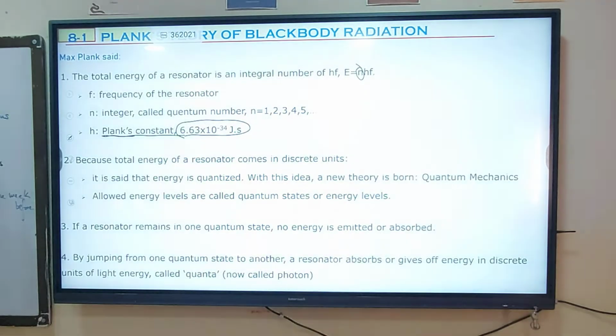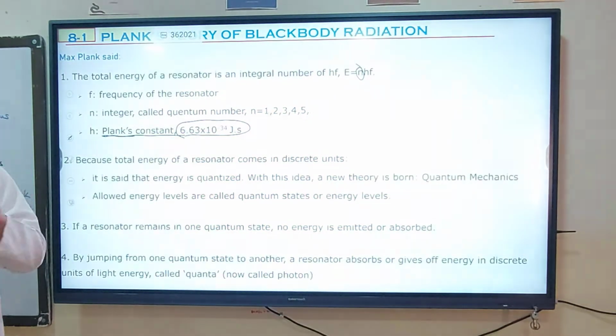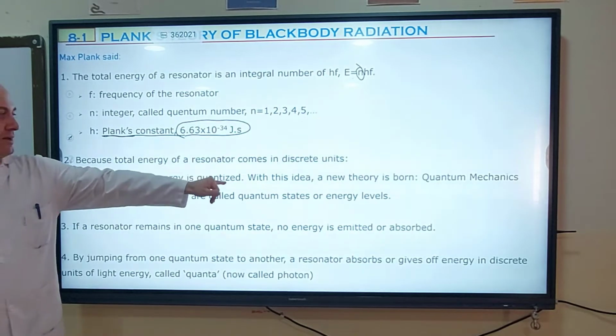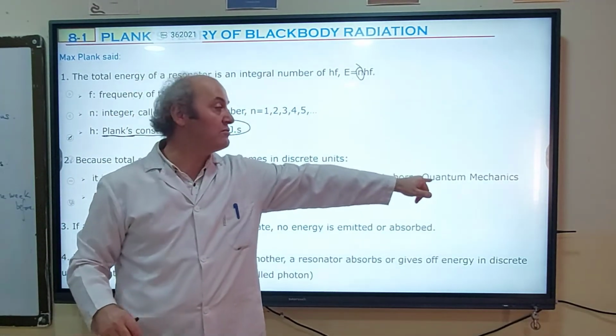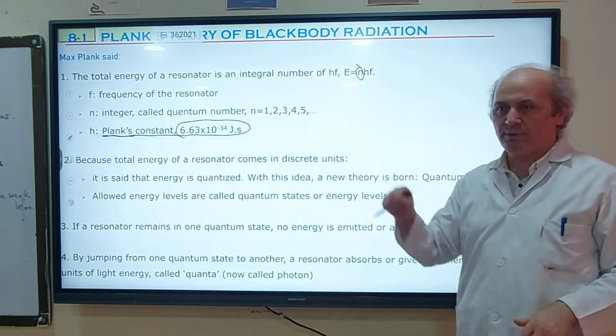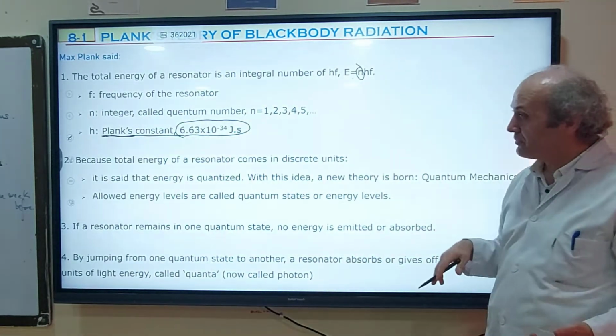Energy is also quantized. This is a revolution. Until that time, nobody thought this way. It was continuous. But now quantized, discrete. So it is said that energy is quantized. With this idea, a new theory was born, which is called quantum mechanics. The beginning of quantum mechanics started with Max Planck. Quantum physics starts with it.